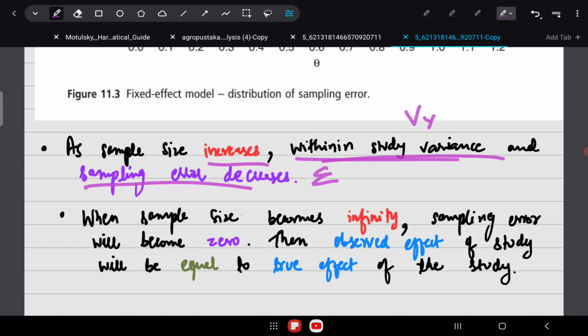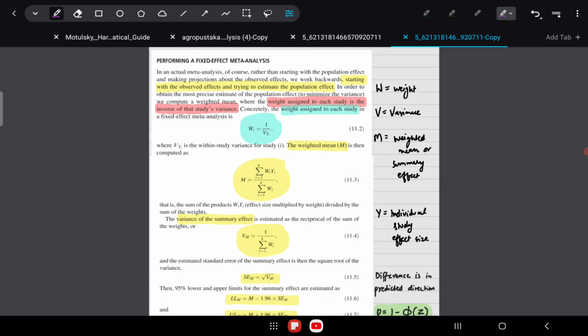And hypothetically speaking, if the sample size becomes infinity, then this epsilon or the sampling error will become 0, and the observed effect of the study will approximate the true effect of the study. So that is the basic concept in fixed effect modeling.